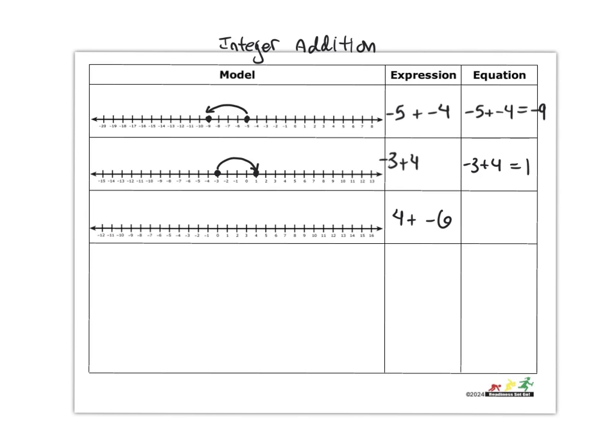All right, so you've hit play again, so you must be ready to talk about it. So first I'm going to start at 4, and then I'm going to add -6. So let me see, 1, 2, 3, 4, 5, 6, right? So I'm going to add -6. It's taking me 6 spaces to the left, and I'll end up over here at -2. All right, so there's my model. So 4 plus -6 equals -2. Let's write that equation. 4 plus -6 equals -2.